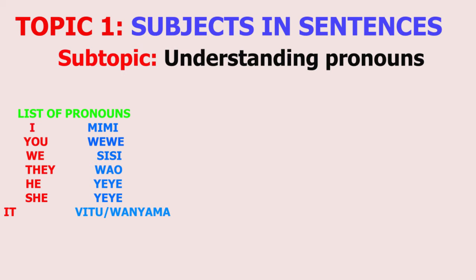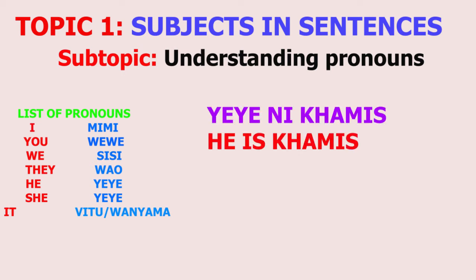So you want to say yeye ni Hamisi, for example. You're going to say he is Hamisi. You are not allowed to use he for female people. For example, you can't say yeye ni Amina and then use he, I mean he is Amina. Okay? He is specifically used for male people.